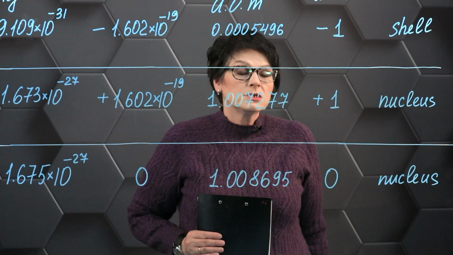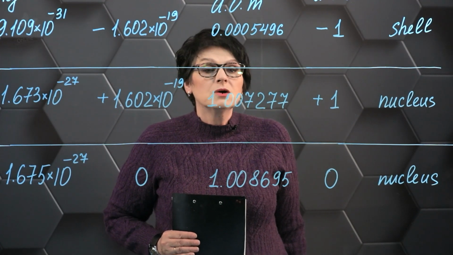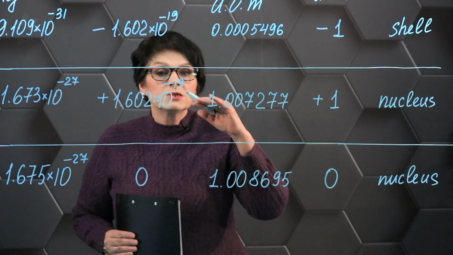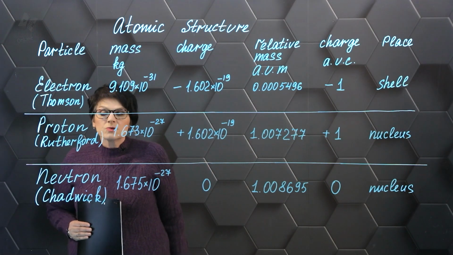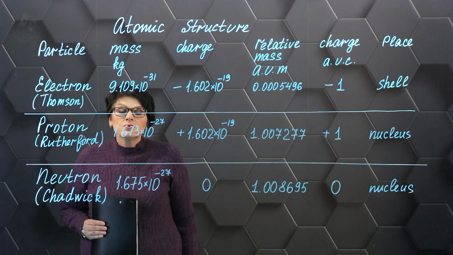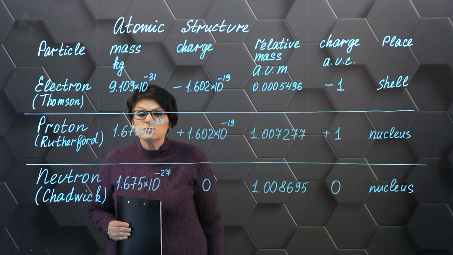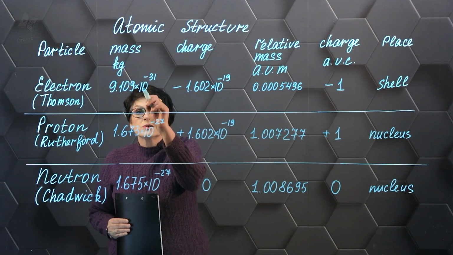The second particle is the proton. The proton was discovered by the English scientist Rutherford. Its mass characteristic is 1.673 times 10 minus 27. As we can see, the mass of the proton is greater than the mass of the electron. The charge is the opposite of that of the electron. Here it was with minus. Here the same particle has characteristics with plus.